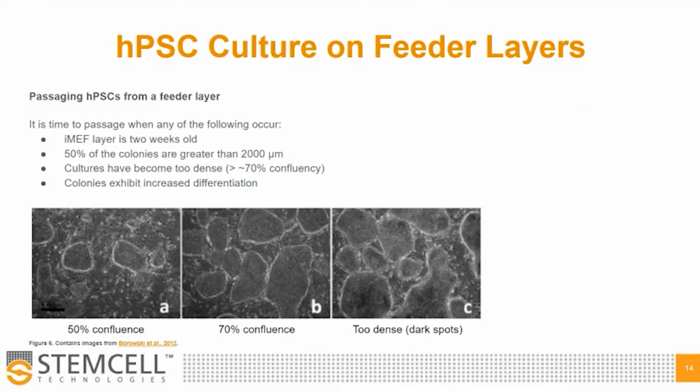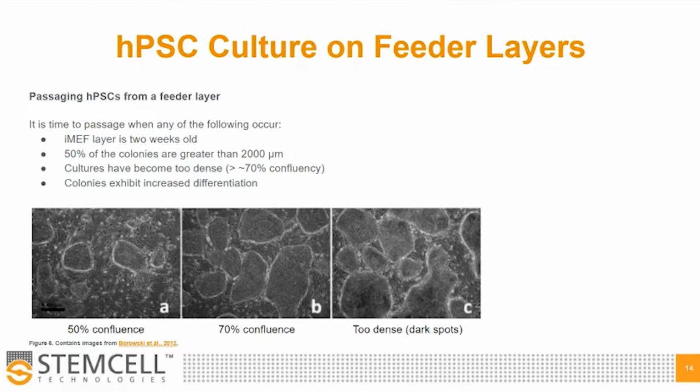When should you passage HPSCs on a feeder layer? Well, this should be done when any of the following occur. The IMEF layer is 2 weeks old. 50% of the colonies are greater than 2,000 micrometers in diameter. Cultures have become too dense, i.e. greater than about 70% confluency. Or colonies exhibit increased differentiation.